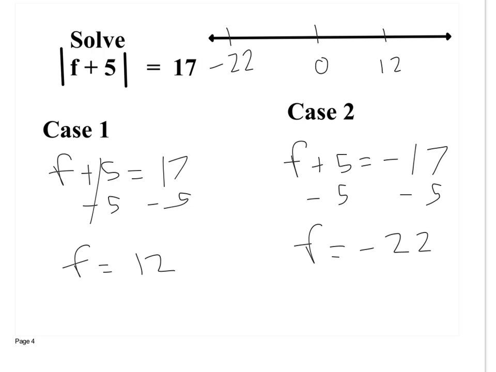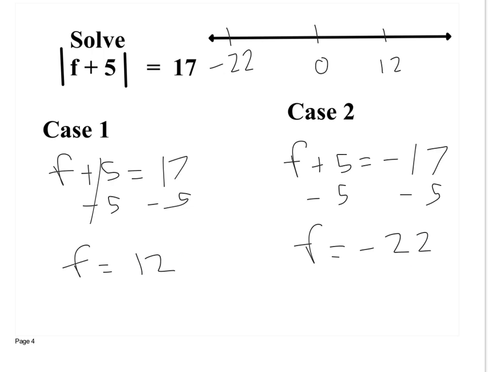Because if I add 5 to 12, how far is that away from 0 on a number line? 17. If I add 5 to negative 22, how far away is that on a number line? 17, right? Distance can't be negative, so it's got to be positive 17. See how that works? Okay. Either one of these numbers makes this a true statement.